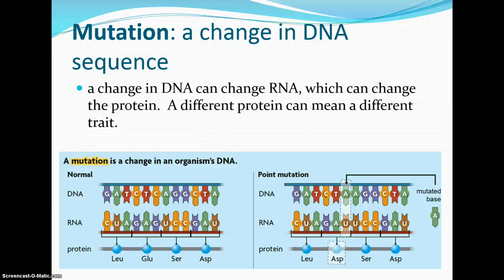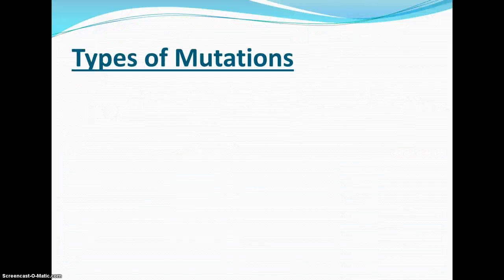We know that the flow goes DNA to RNA to protein. So if we mess it up or mutate it at the very beginning, it's going to mutate the RNA, which will then mutate the protein, causing different reactions or different products. It's kind of like dominoes. All right, different types of mutations.